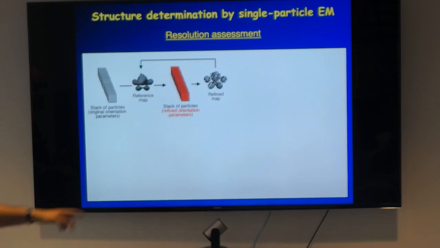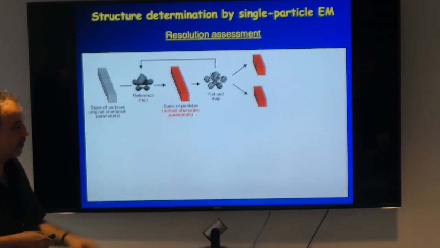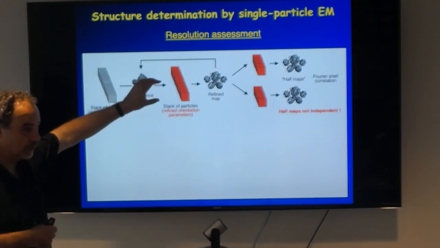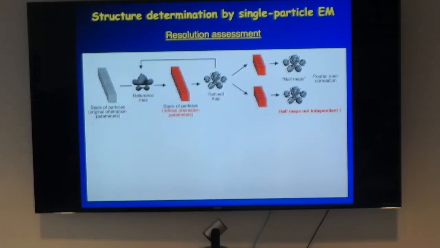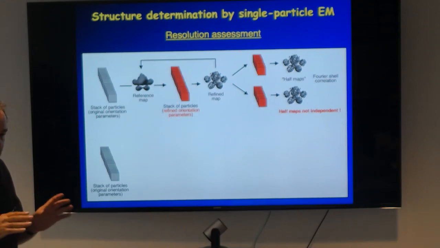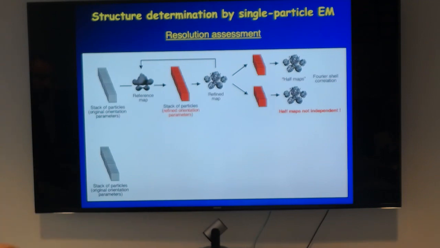And then in the very last step, you took your data set and you split it in half, and then you compared them. You got two half maps, and you did Fourier shell correlation. And the problem is that these two half maps are not independent because they were all aligned to the same reference. So to make them independent, what people now do, and this is called the gold standard, which is absolutely stupid, there's no gold standard. That's one of my pet peeves. I hate gold standard. And I will explain why.